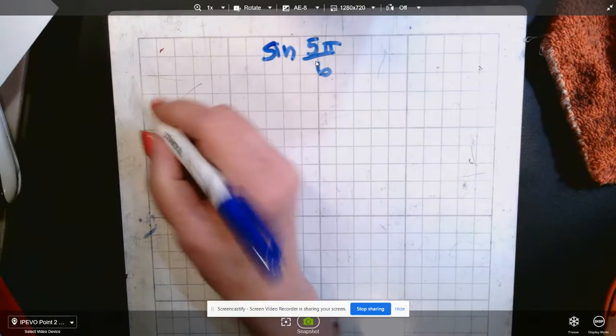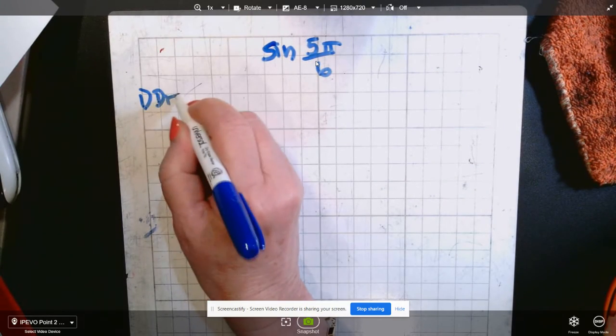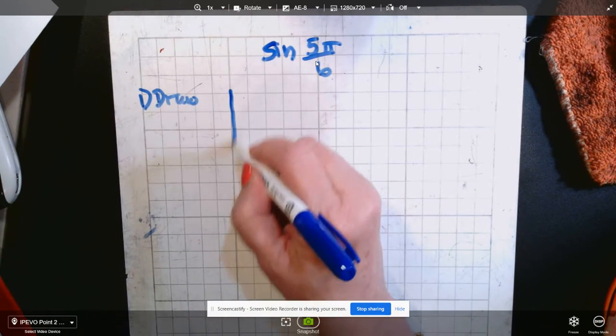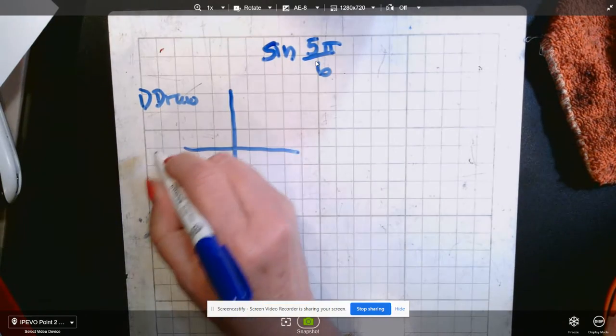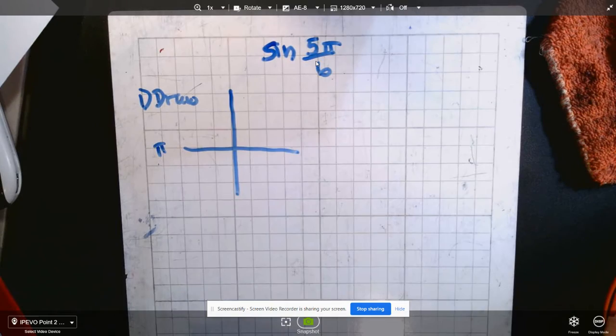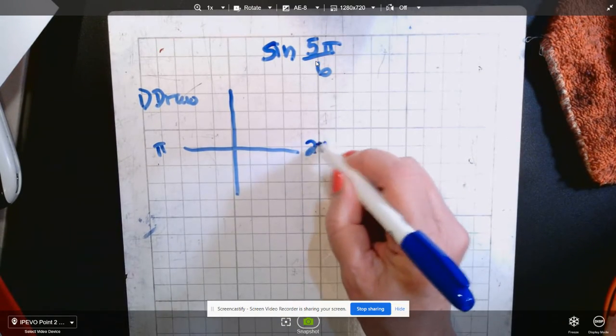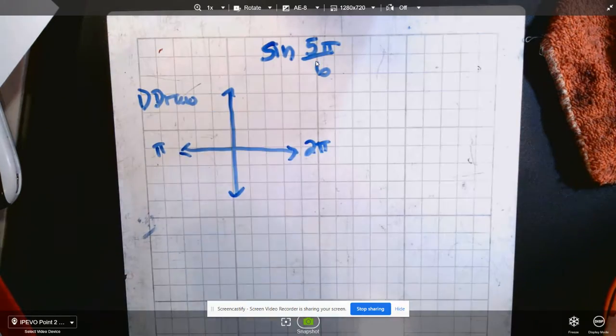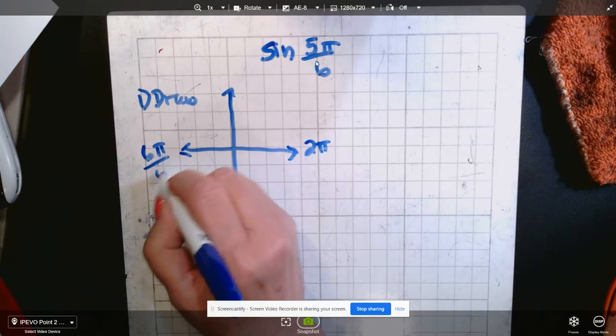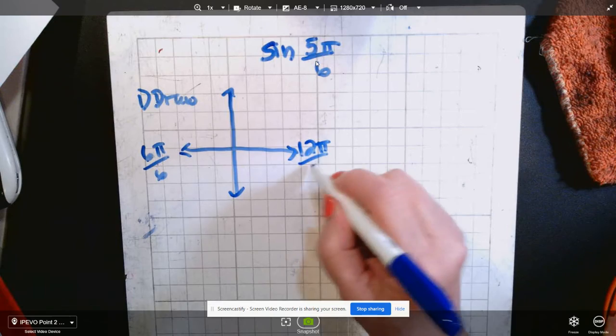All right, so if you remember, step one is always to draw it out. So that will be the first thing you want to do. So again, I know that this here would be pi, and this here would be 2 pi, but I want to do it in terms of 6. So I'm going to call this 6 pi over 6, and I'm going to call this 12 pi over 6.